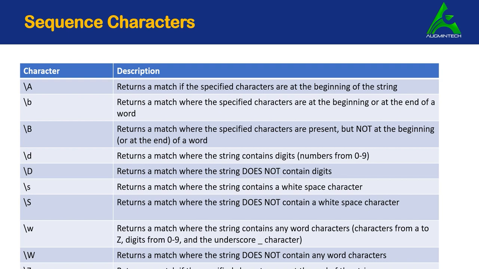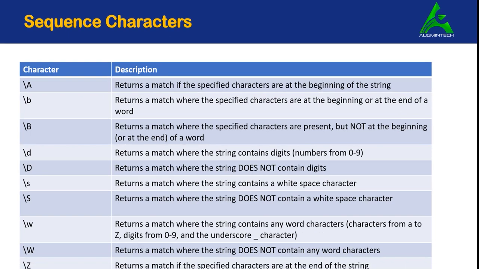Then we have slash small w that returns a match where the string contains any word characters, that is from a to z, digits from 0 to 9 and underscore. Then we have slash capital W that returns a match where the string does not contain any word characters, and slash capital Z that returns a match if the specified characters are at the end of the string.